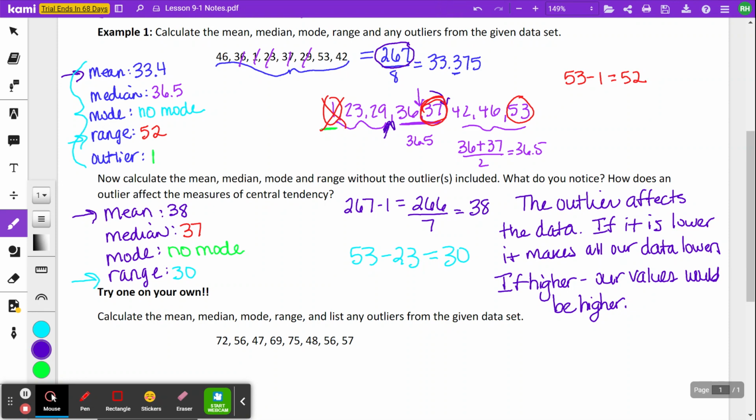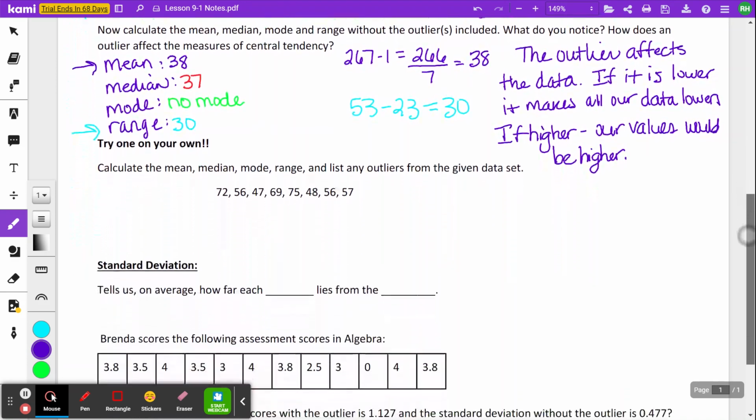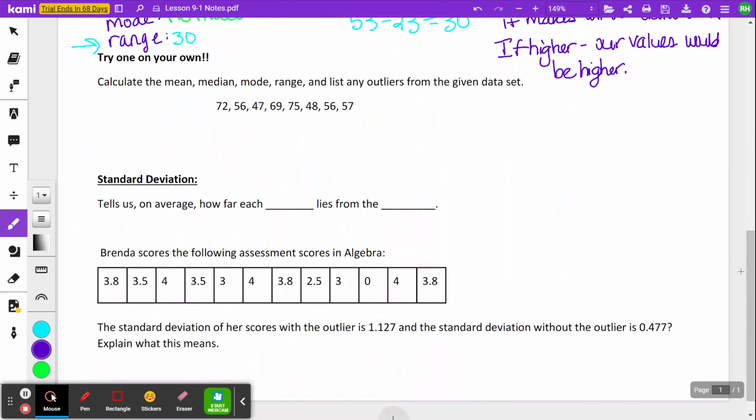Okay? Take a few minutes here, pause the video, and go do this one on your own. Calculate the mean, median, mode, range, and list any outliers from the data set.